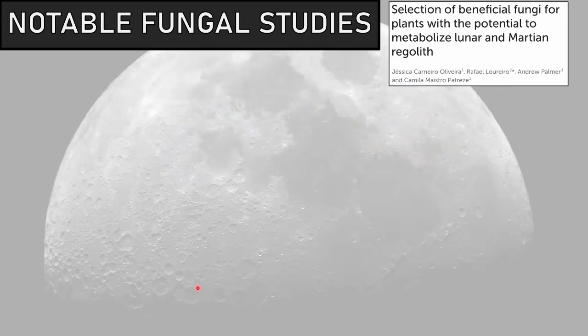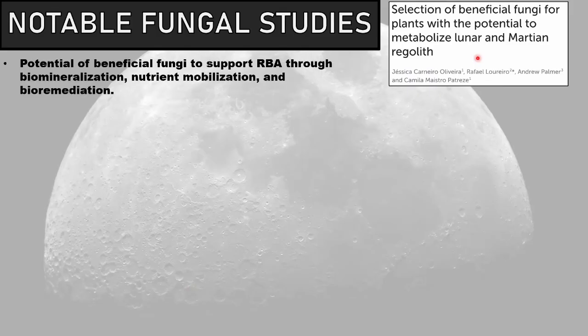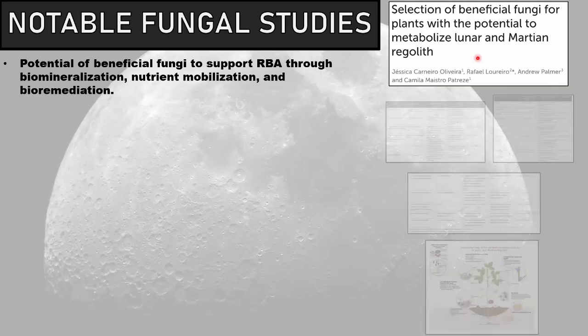All right, let's shift over to fungal studies, notable fungal studies. There's a 2026 paper, selection of beneficial fungi for plants with the potential to metabolize lunar and Martian regolith. So fungi would be really beneficial for regolith-based agriculture because it's good at biomineralization, nutrient mobilization, and bioremediation.